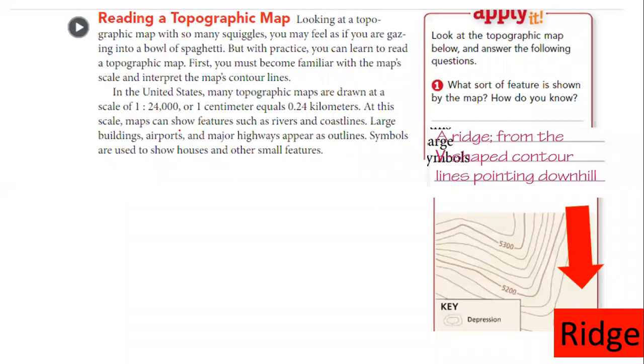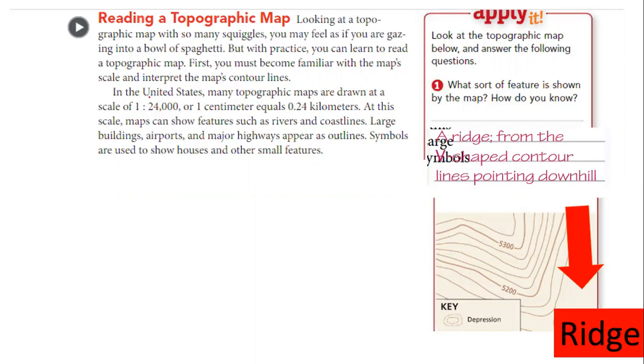Here, reading topographic map. How to read the topographic map? Actually, when you look at the topographic map for the first time, you will be lost because you can't understand the topographic map. But after studying the topographic map and after understanding the meaning of index contour lines and all of these concepts, you can read the topographic map easily.